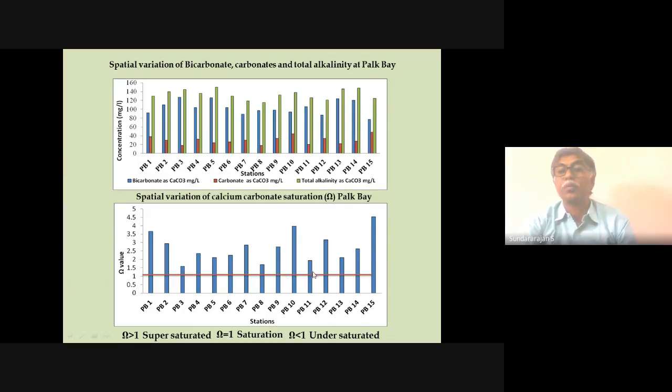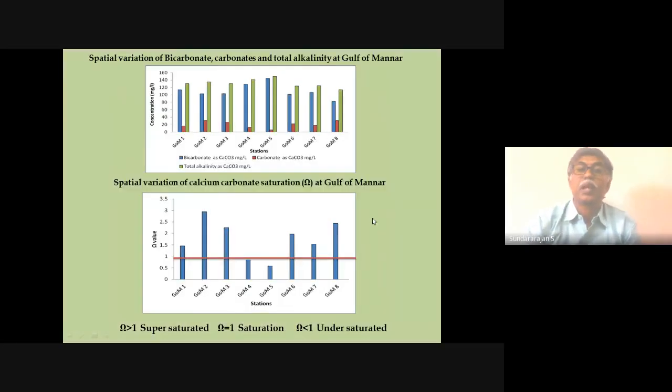So now there is not much risk. If the omega value is high, then it is highly favorable for cultivating organisms. When coming to the Gulf of Mannar area, we did the same estimation of carbonates and bicarbonates, and pH measurements also.